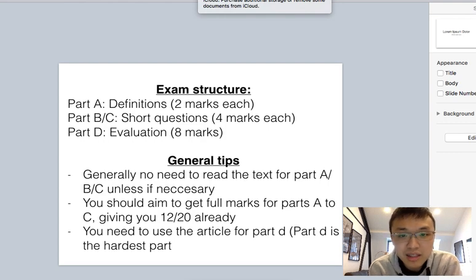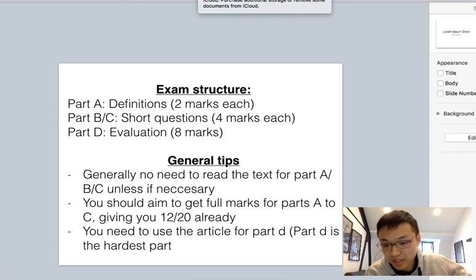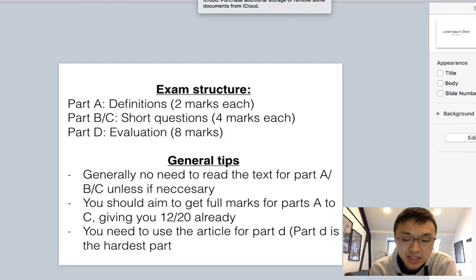And then for part D, it's the evaluation question. Evaluation is more subjective, right? Different teachers have different kinds of writing, so it's very hard to guarantee you'll get full marks or a high mark for part D. However, part A to C is very easy and very controllable. So try to get full marks for part A to C, and then for part D, if you can get at least 5 out of 8 or 6 out of 8, you will already get a level 7. So that's the general strategy.